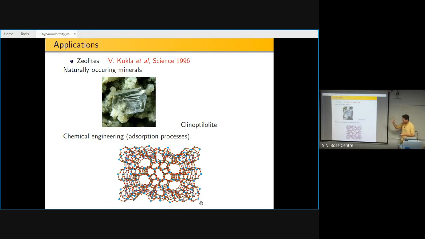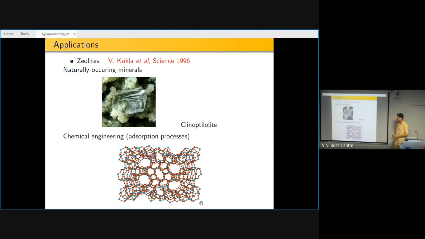Now, this has been a subject of interest for the industry for the last 70, 80 years. But very recently, this has really led to a boom in the chemical engineering sciences, where people have started to construct artificial zeolites motivated by the phenomenology of these naturally occurring compounds.